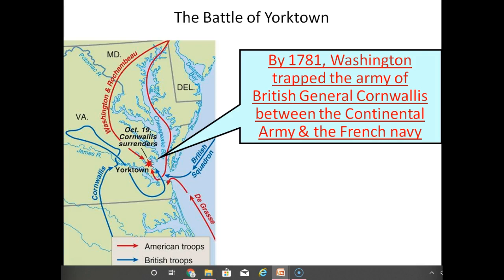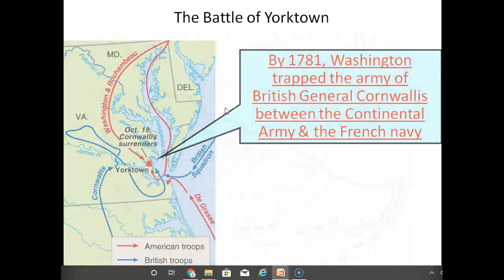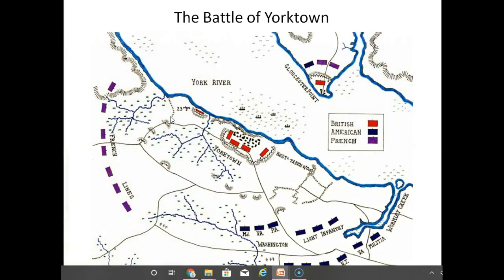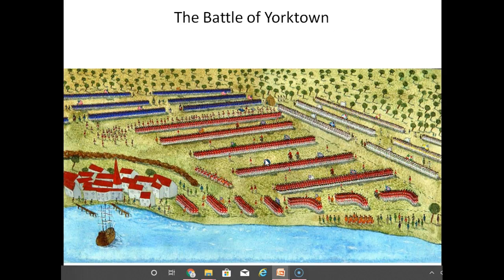And eventually, the French navy ended up blockading over here so that the British troops could not escape. This is just another vision of the Battle of Yorktown. You can see the British right here in the red. You can see right here we've got the ships out in the harbor. And you can see the French lines and the American lines completely surrounding the British at the Battle of Yorktown.